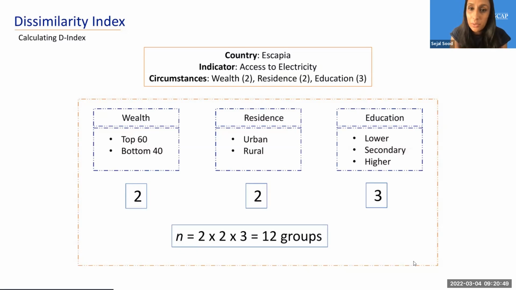In our actual LNOB analysis, it would be more groups, but that's because we club together the education as many different combinations. However, for our example, we'll keep it simple. So we have 2 times 2 times 3, which is 10 groups. Okay, just checking if everyone was paying attention. It's 12 groups. So we're using 12 groups, and we are going to calculate the access of those 12 groups.